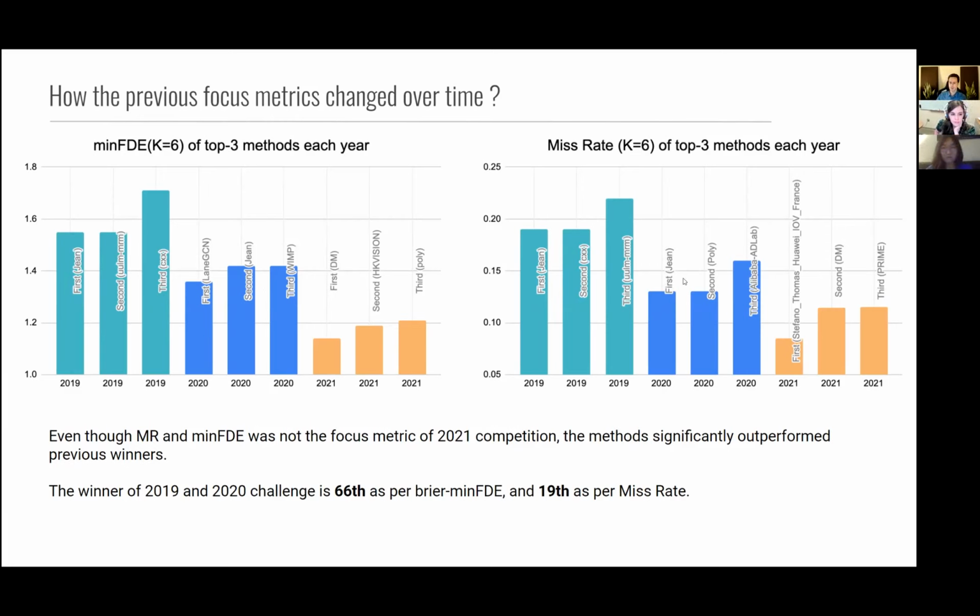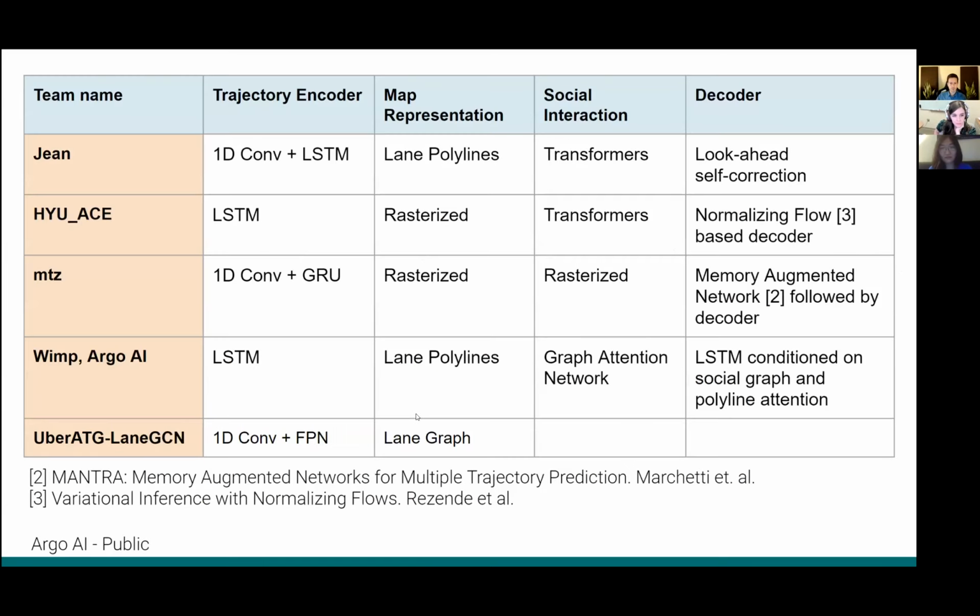And the same thing for miss rate, even though that's not how we sort the leaderboard now, these algorithms are doing way better. In particular, this method, which I will highlight later, Team Stefano, one of our honorable mentions this year, is just amazingly better than previous algorithms. So it's cool to see all this progress.